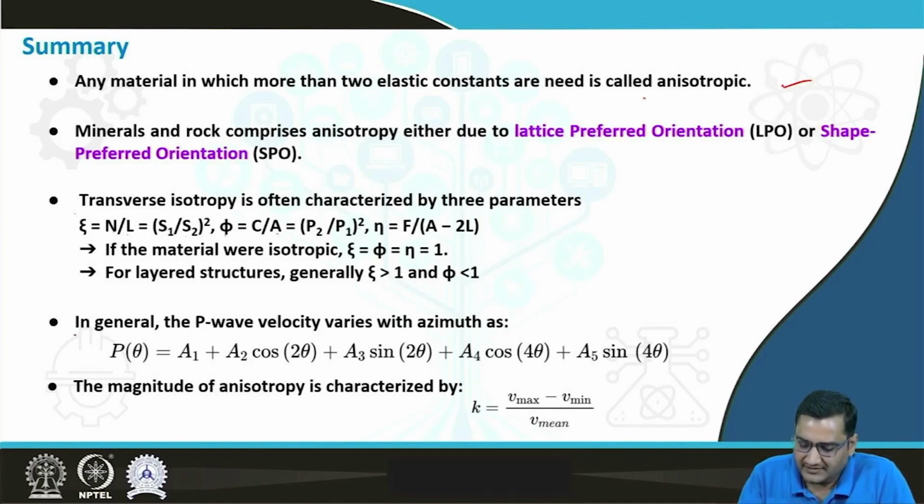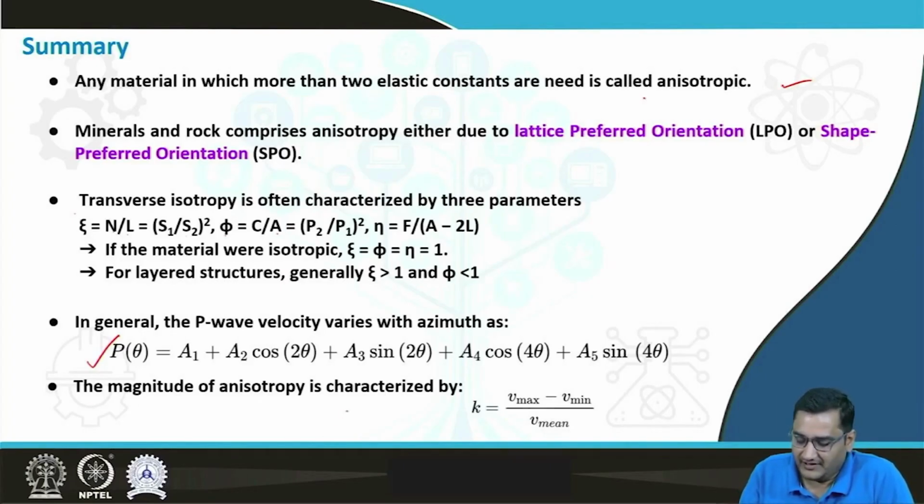In general, for azimuthal anisotropy, the P wave velocity varies with azimuth and can be represented as something like this, where A1, A2, A3, A4 and A5 depend upon 21 elastic constants, and the 4 theta term is very small and we consider it almost negligible in the case of teleseismic studies.